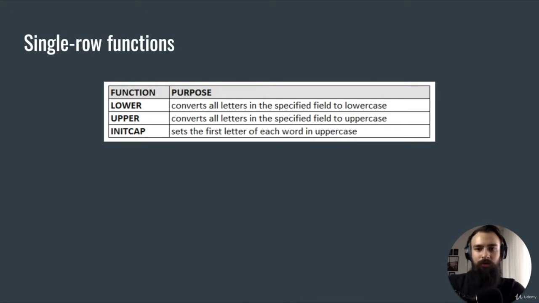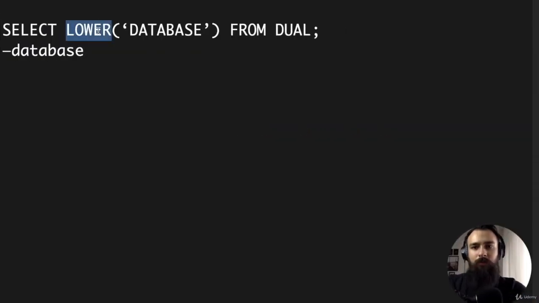The upper function will convert all letters in the specific field to uppercase. So if we use the upper function for the database word in lowercase, it will return the database word in uppercase.